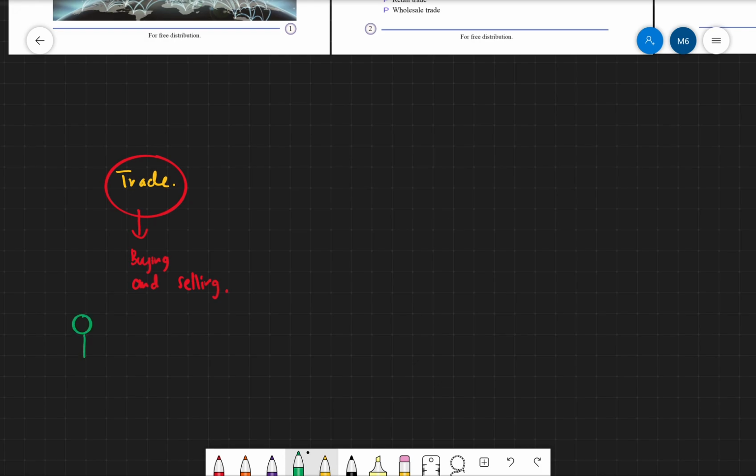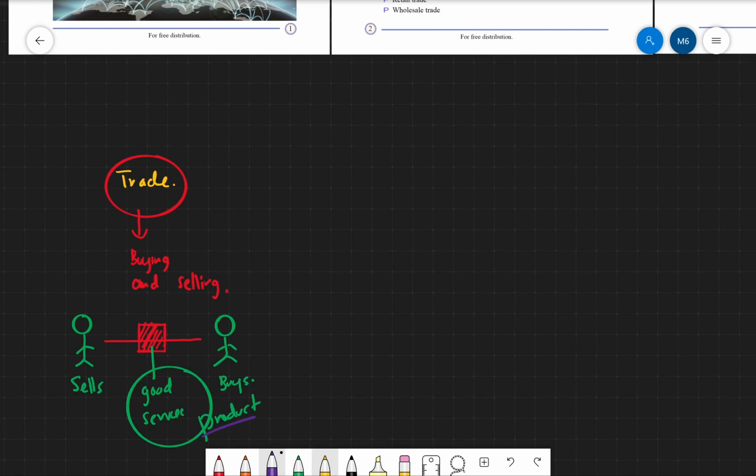Where one person sells and one person buys anything. The thing could be a good, or a service, or any product. So let us focus on what we mean by product. Product means any output of an organization. So good and service are examples of a product.